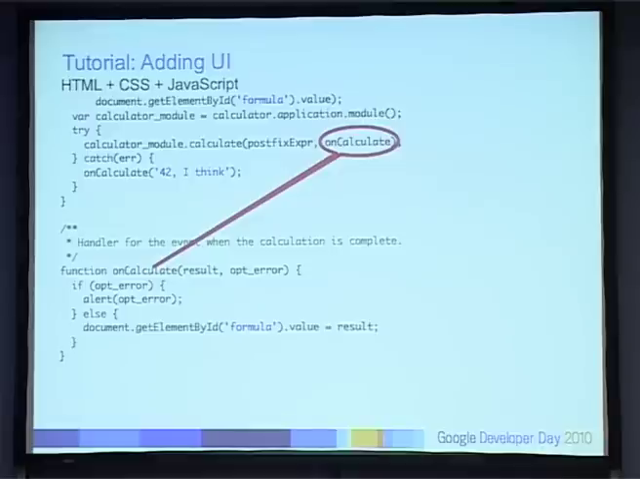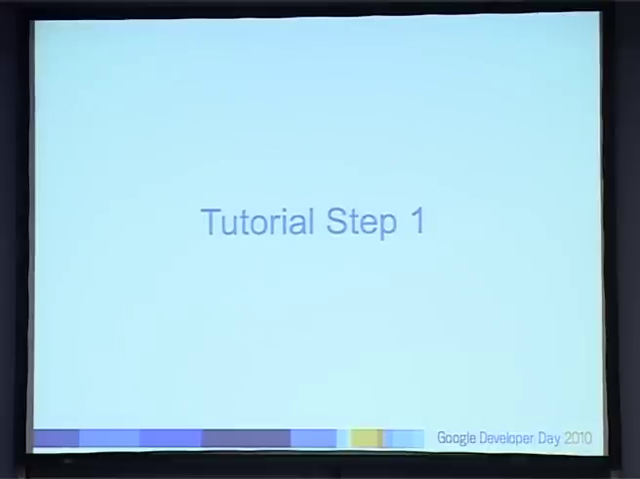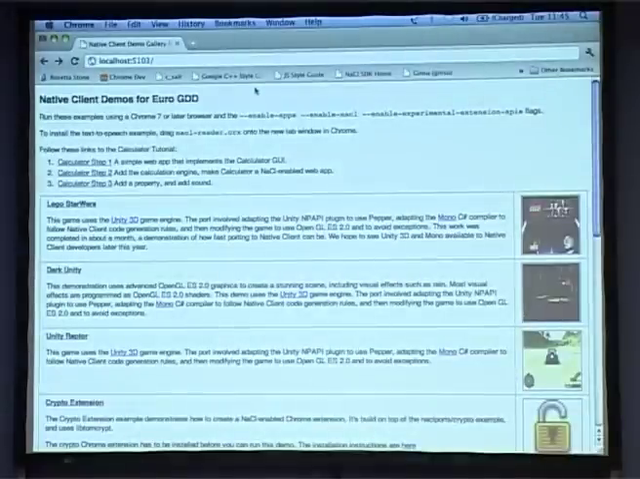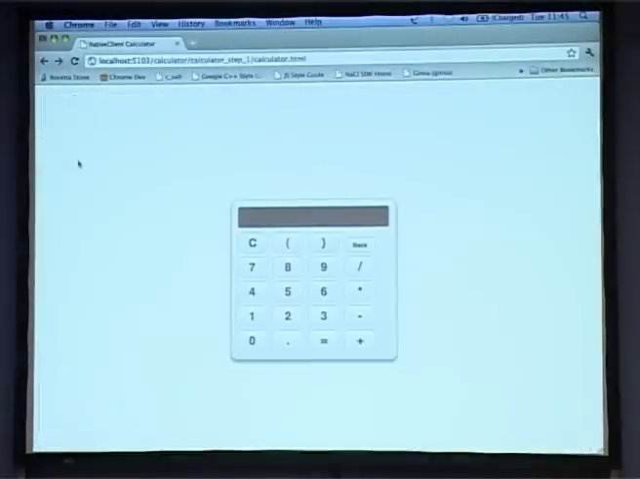So the flow will be that I type in an expression, I hit equals, and it'll eventually call to the NaCl module as we go through the steps of the tutorial. And then when it's done, the C++ will call back to JavaScript with the result. So that's what this is. Okay, let's take a look at that. Step 1 of the tutorial.